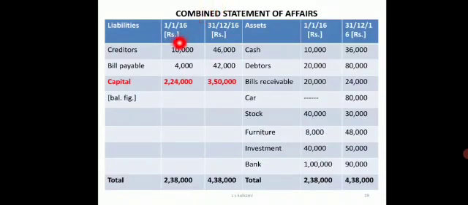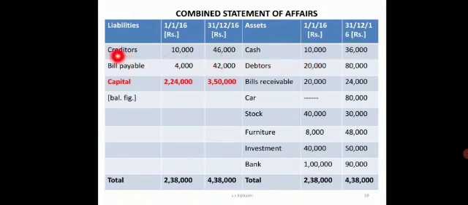First we have to know the closing and opening capital, because our problem has given the list of assets and liabilities. So I will draw the statement of affairs, with liabilities on my left hand side, one column to show the opening capital and the other column to show the closing. Then I will go for assets. Again I will draw 2 columns, one for opening balances and the other for closing balances.